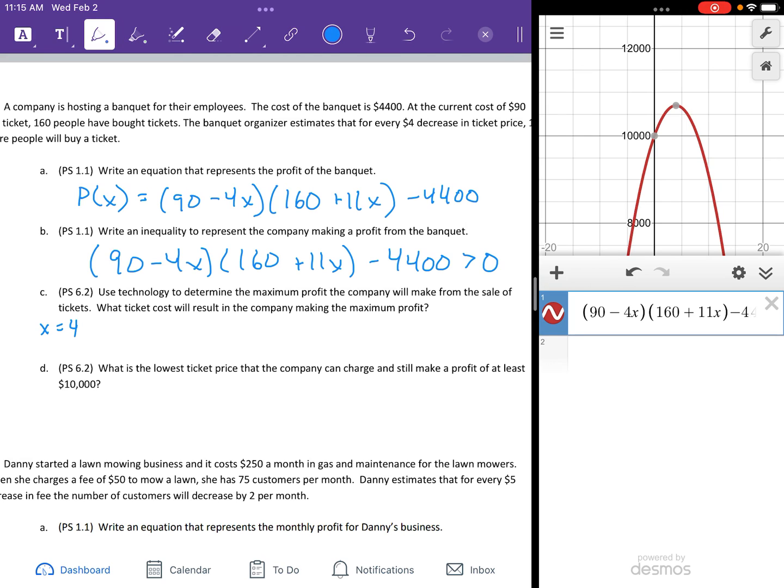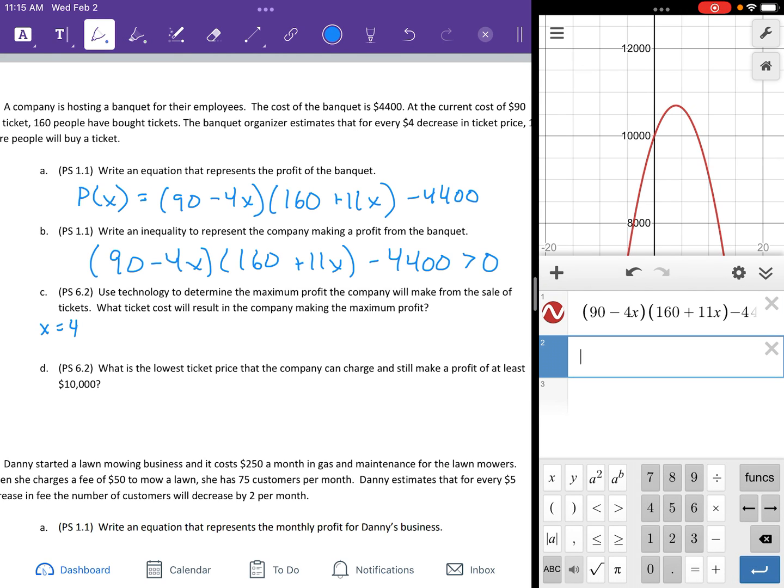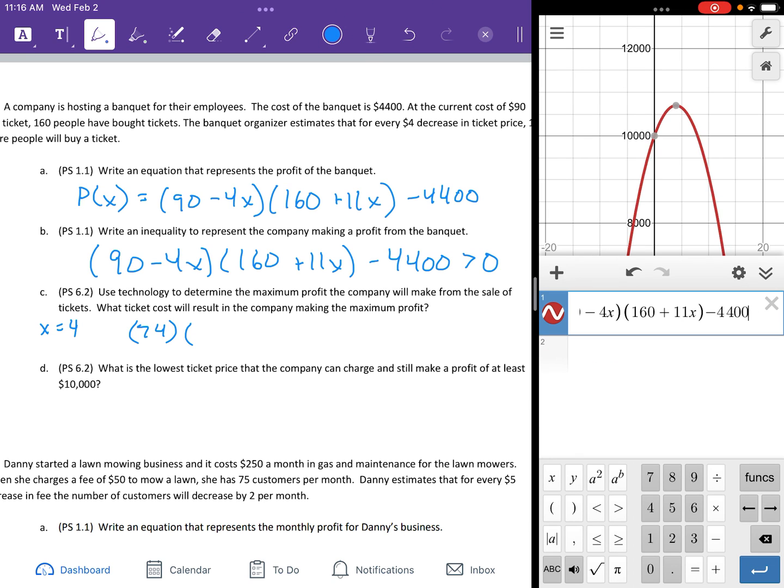Okay, we're going to put 4 in for our equation. Okay, so if we did the first part, which is the ticket cost, is 90 minus 4 times 4 gives us $74. So $74. All right, then we're going to multiply that by 160. Oops, get rid of this. 160, nope, wrong thing. There we go. 160.